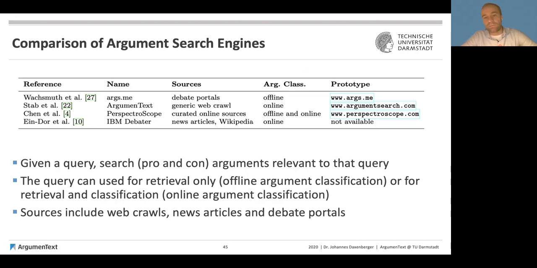Another project, args.me, is using offline classification, and for that they use dedicated sources that only contain arguments, so that they only need to retrieve the relevant arguments that are already known beforehand. So this is a bit less flexible. There's also the IBM Debater project, which some of you might know, which uses online classification, but they extract arguments only from news articles and Wikipedia, and they also only distinguish between arguments and non-arguments, but don't apply stance detection.